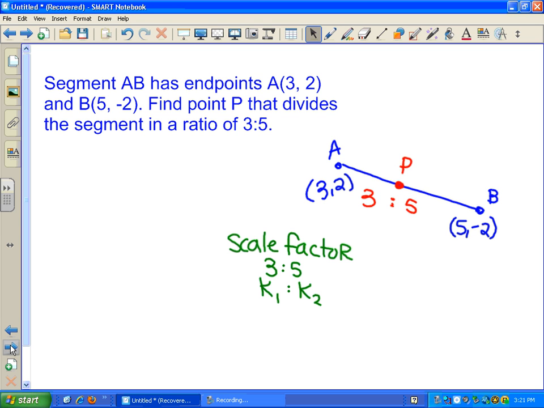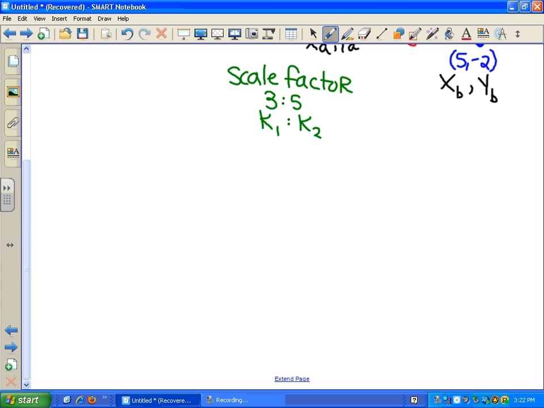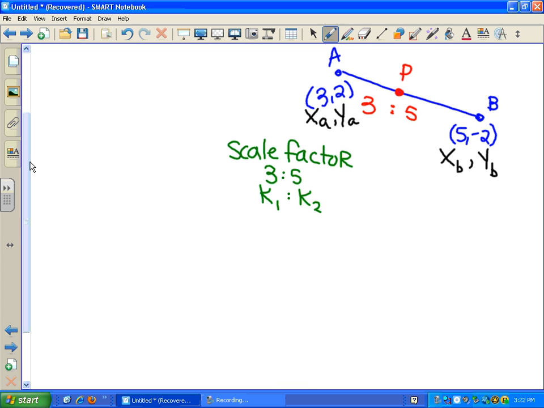I'm going to go back up to my point A, and this is going to be the X value from A and the Y value from A. So 3 is the X value from A, 2 is the Y value from A. 5 is my X value from B, so X sub B, and -2 is my Y value from B. Here's the formula that we need to know in order to divide a segment proportionally.